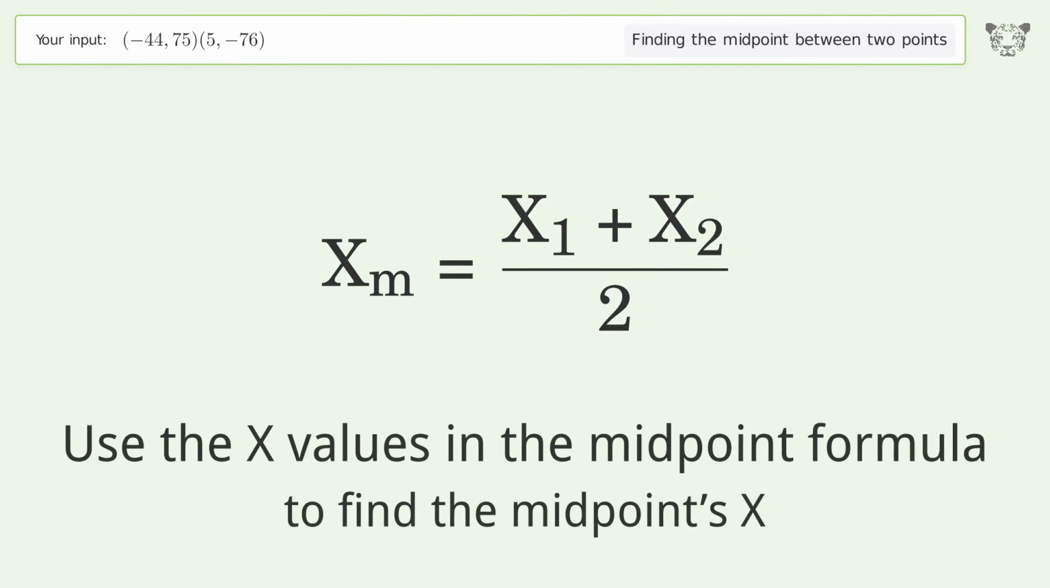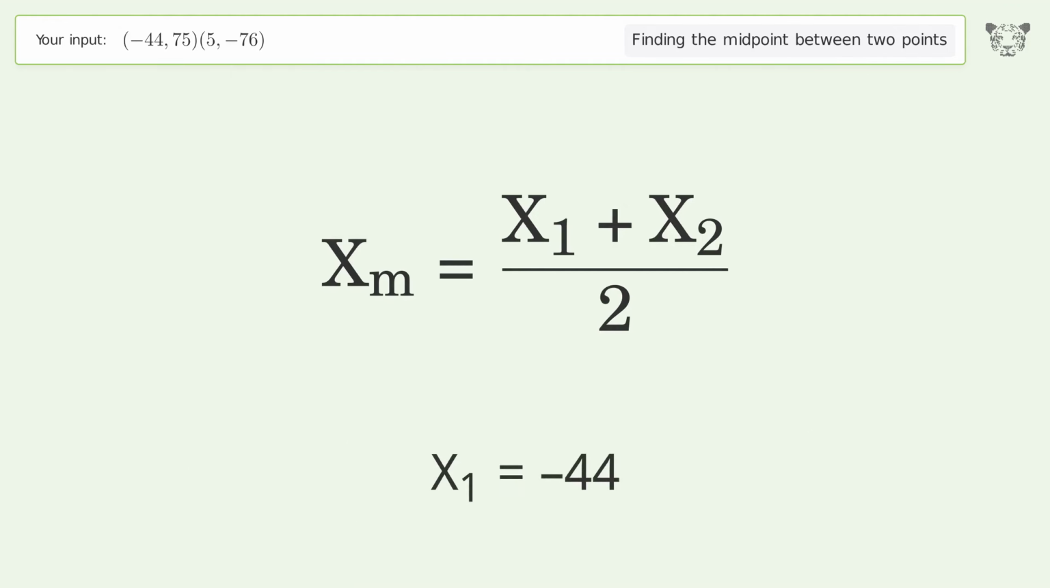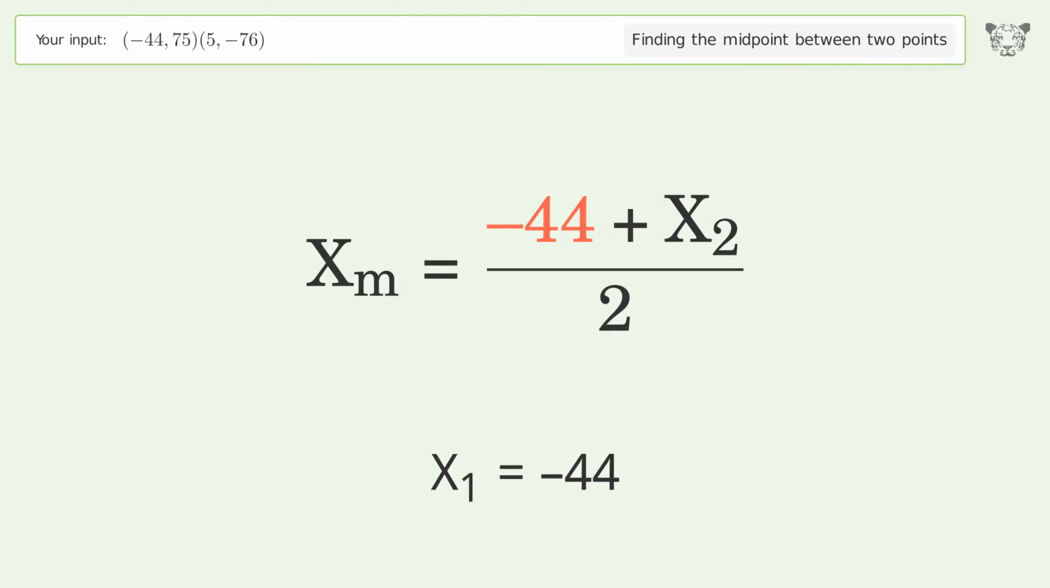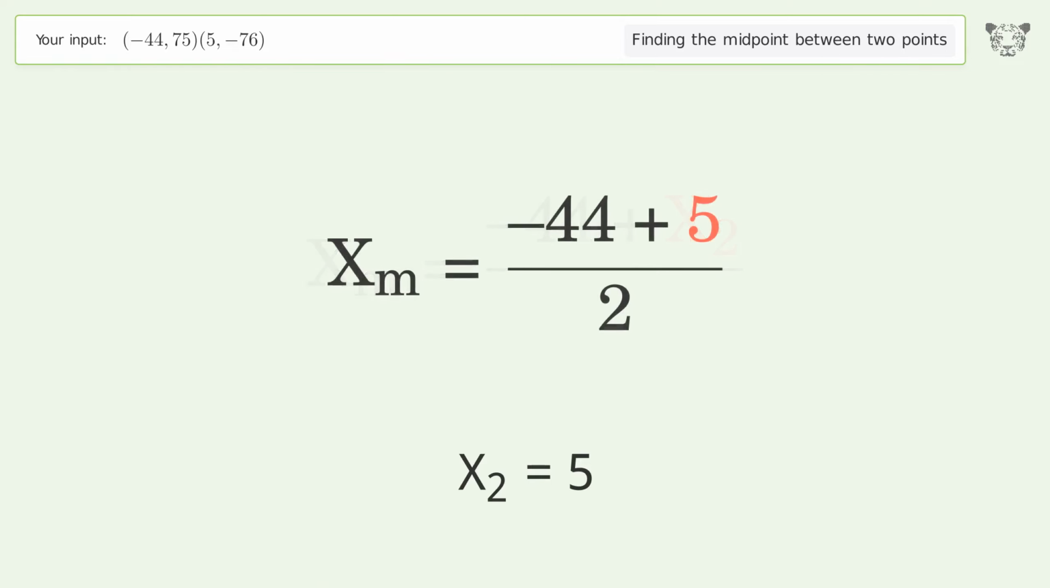Use the x values in the midpoint formula to find the midpoints x. x1 equals negative 44. x2 equals 5. Simplify the arithmetic.